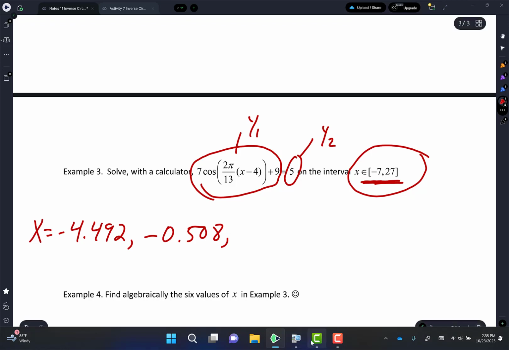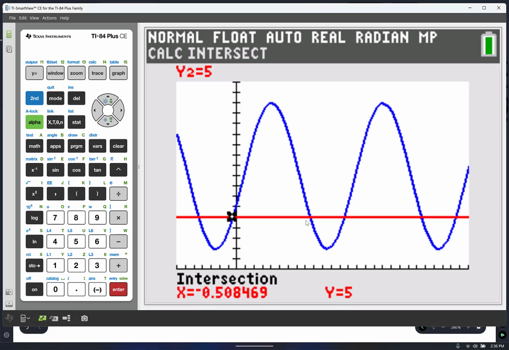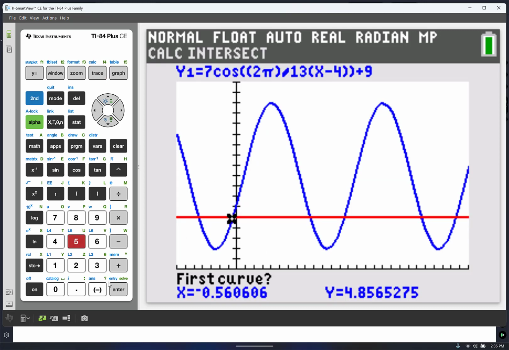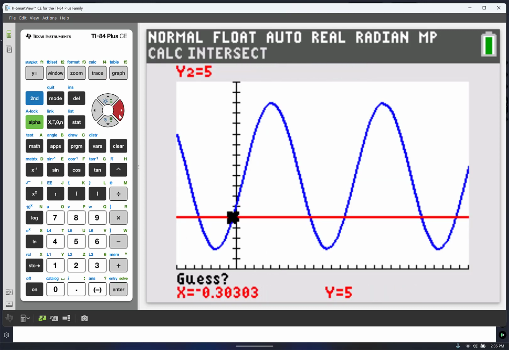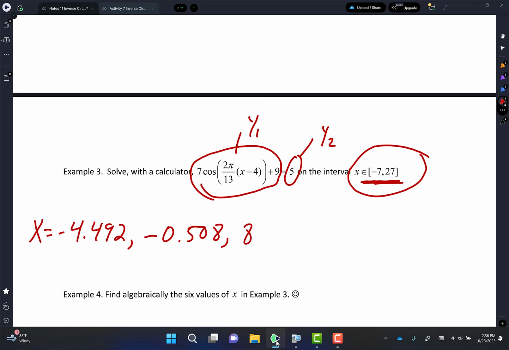Someone give me the next one. What's the next one? Okay, someone give me the last 3. Second, calculate 5. Enter. No, I'm just going to get the third one. 8.508. 8.508, comma. Okay, give me the last 3.